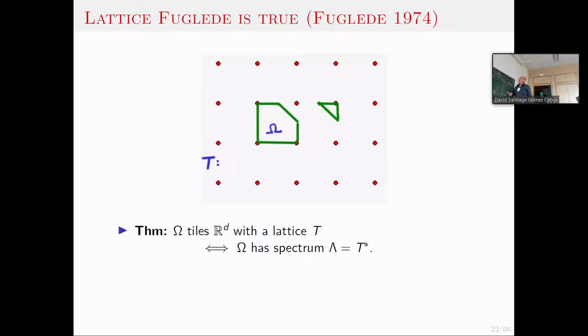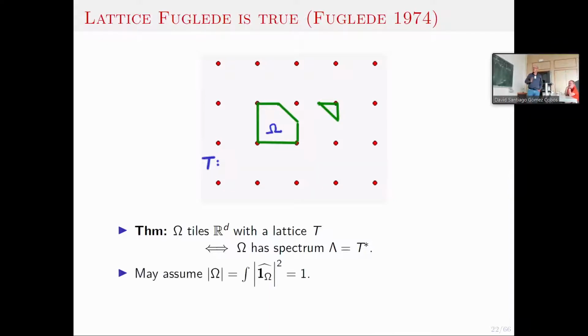So here the set omega, which I have shown, tiles with lattice T. How I constructed it: I took the square and I cut off a corner and I moved it over by 1. It's very easy to see that if you translate this shape by all integer coordinates, you will get exactly everything covered exactly once. So this is the omega for which we're going to prove it has a spectrum. Which spectrum? The dual of this lattice. And how do we prove it?